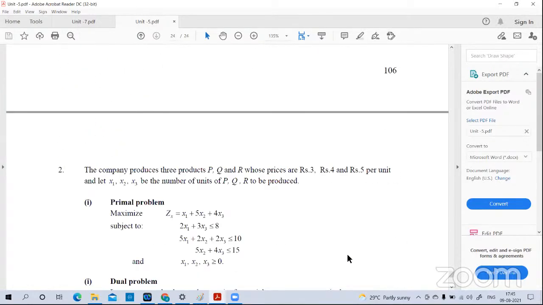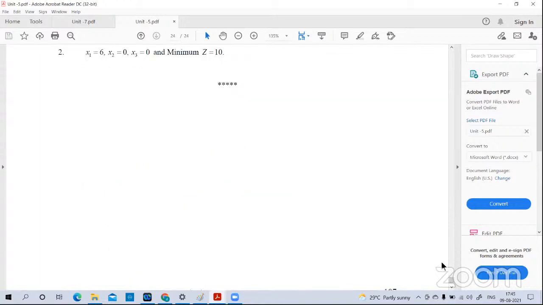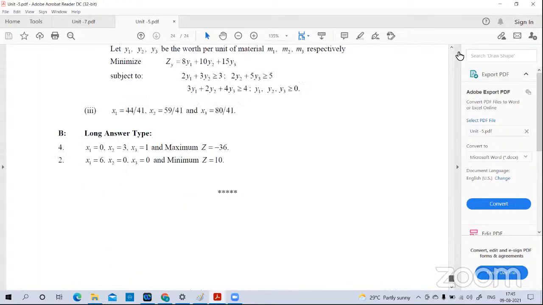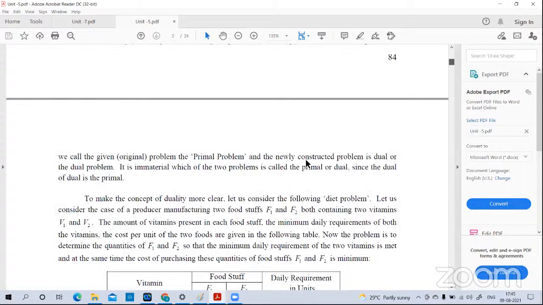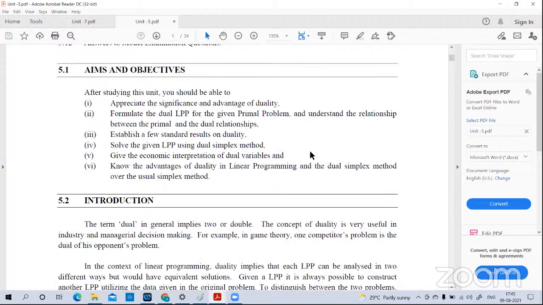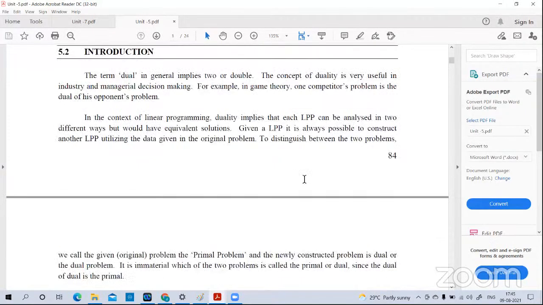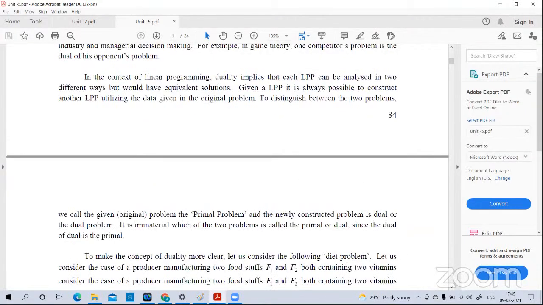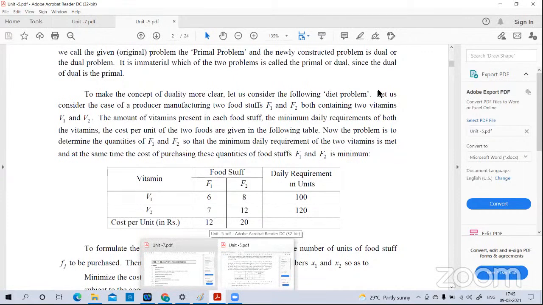This is the overall idea. Sir. Okay, sir. This is totally called duality in the linear programming problem and the dual simplex method. Okay. In the next class, I will continue. That is another short topic. Here, what are the topics we have? Once I will show you.